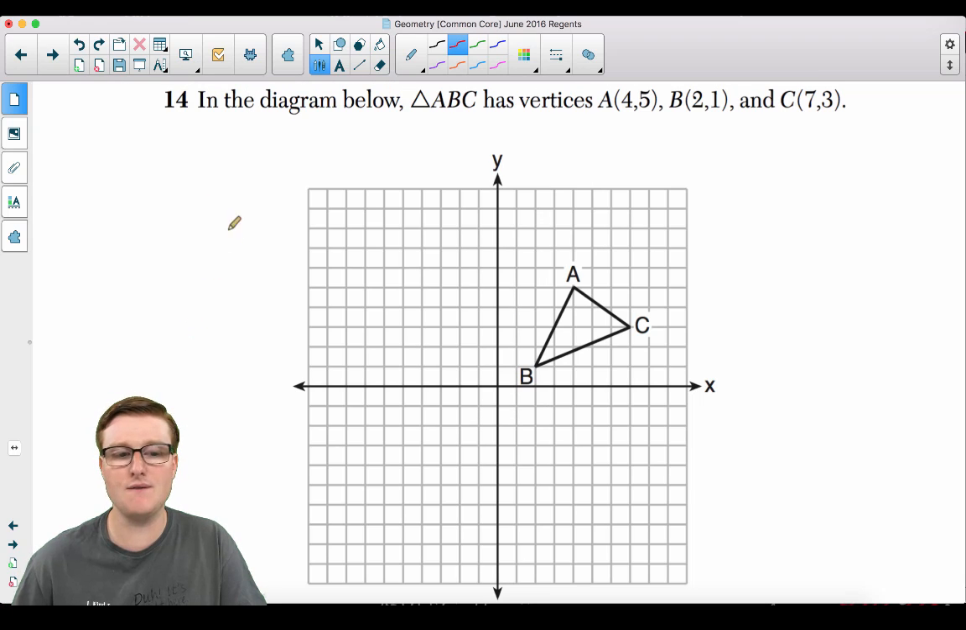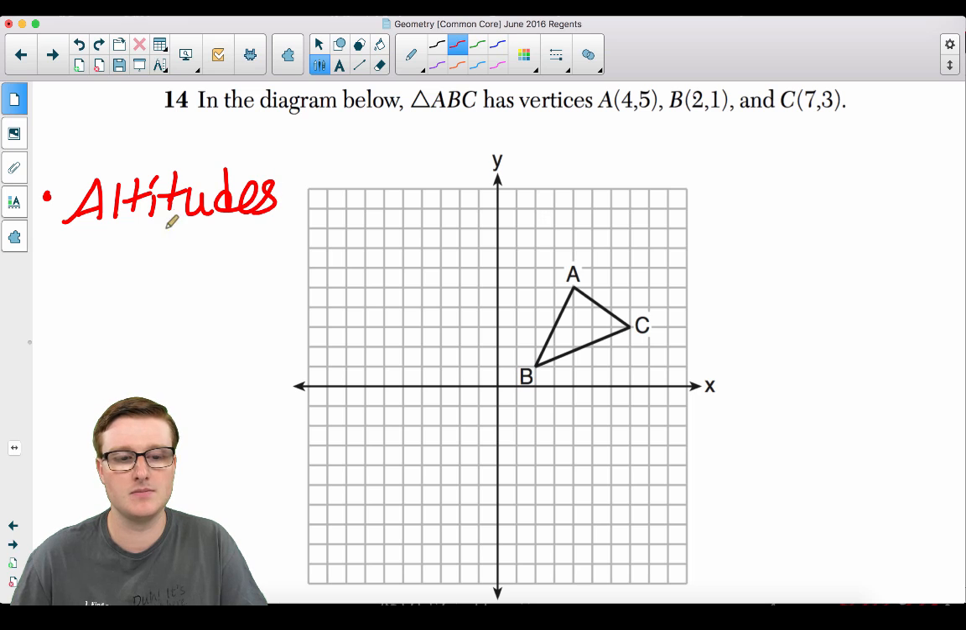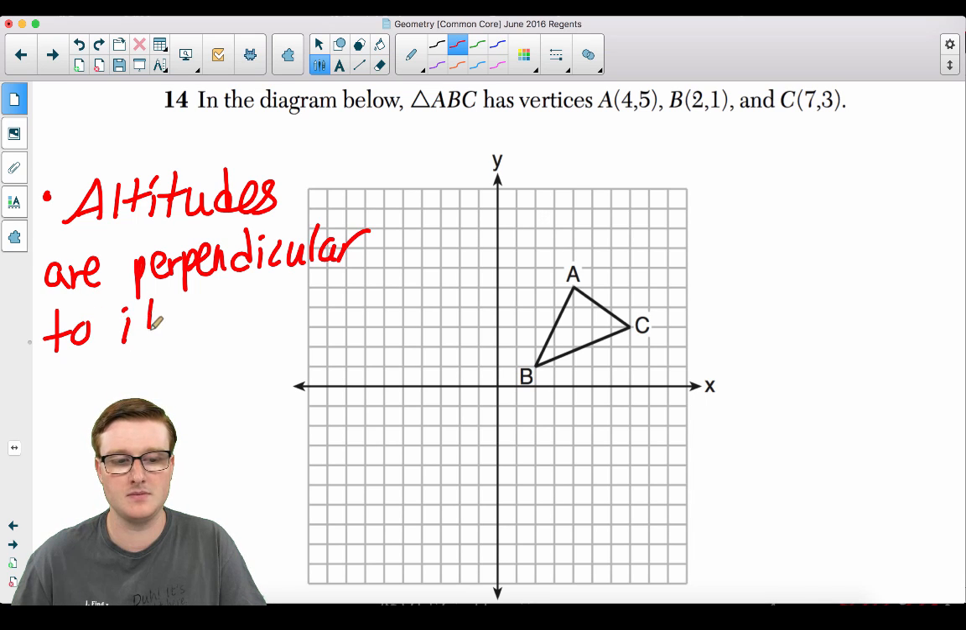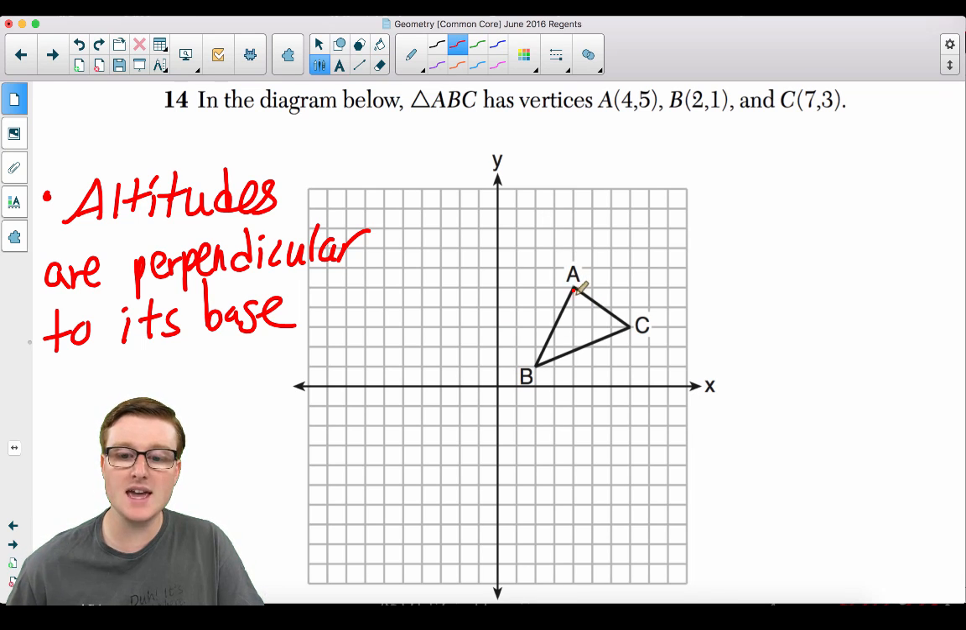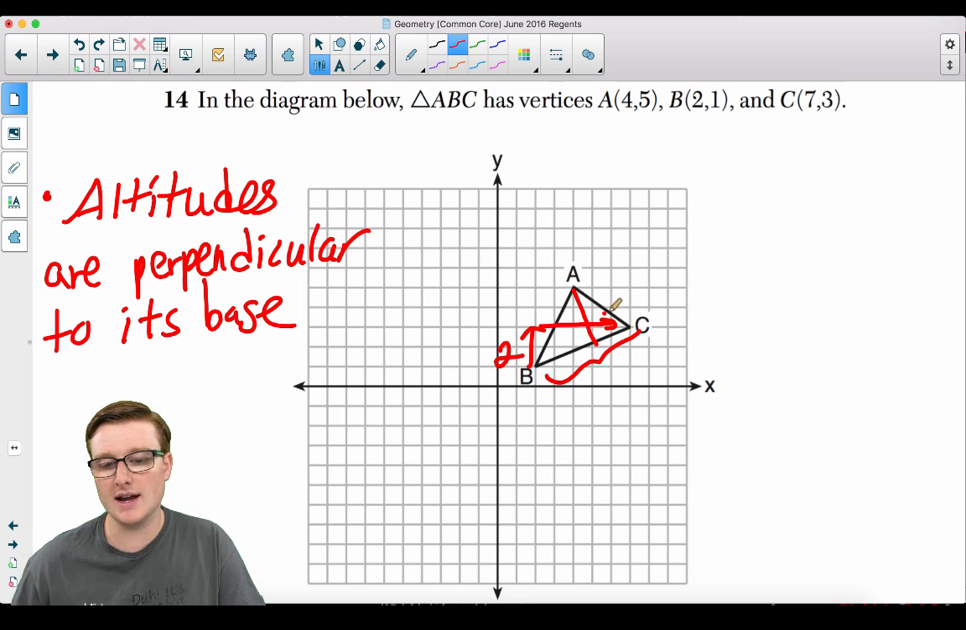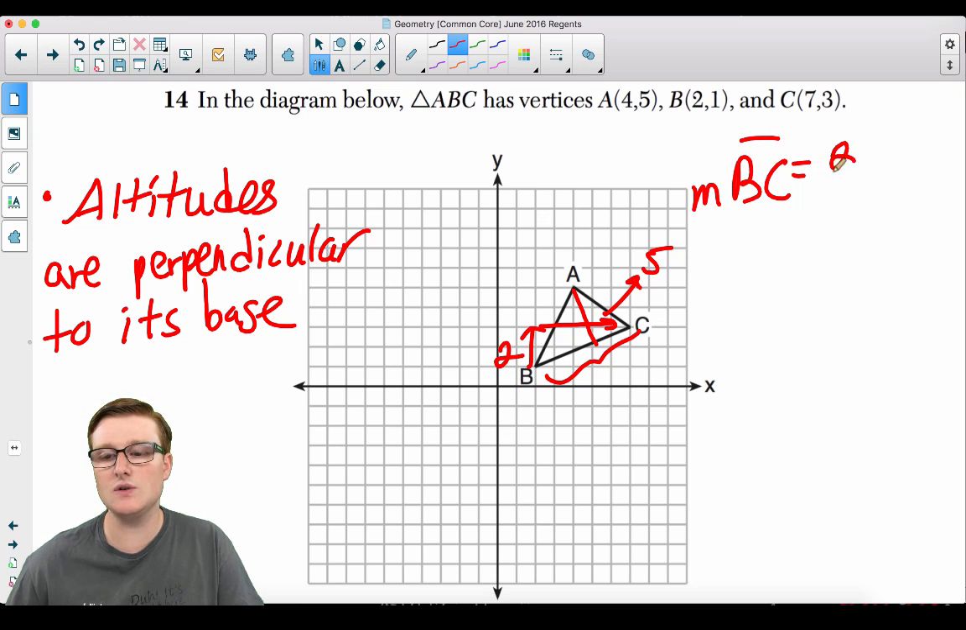So you need to know this very, very important fact. Altitudes are perpendicular to their base. That's a very important fact that you need to know. Altitudes are perpendicular to their base. So if it says draw the altitude from A to BC, we have to calculate the slope of BC. To get from B to C, we go up 2 and to the right by 5 units. So the slope of BC is going to be 2/5.